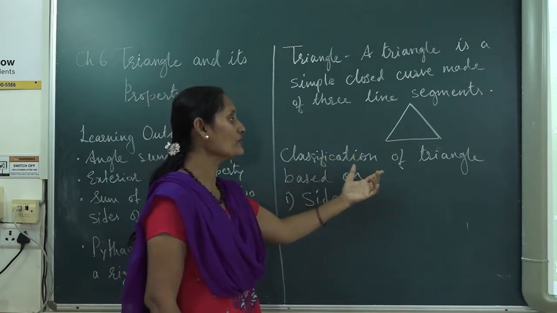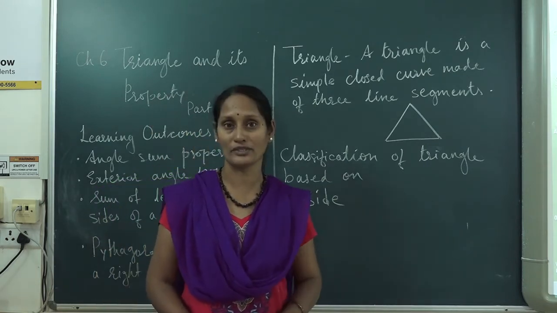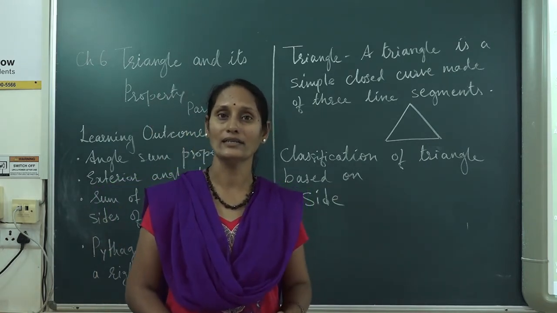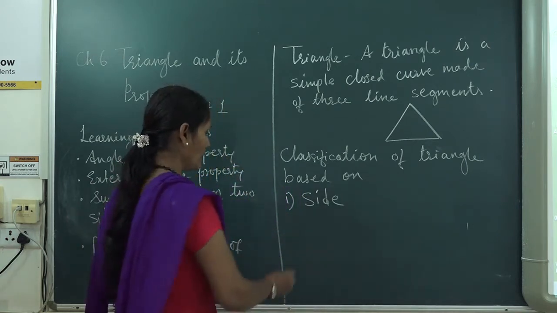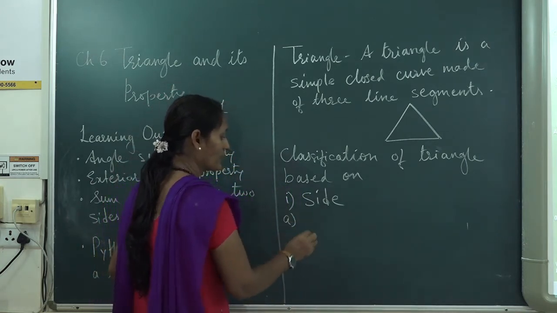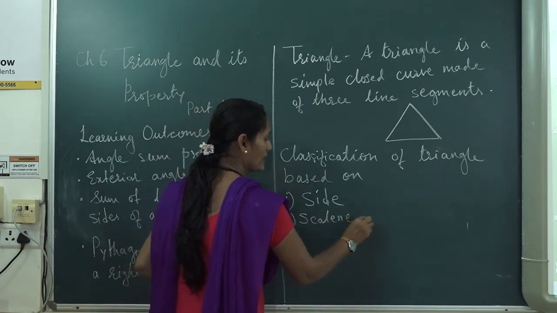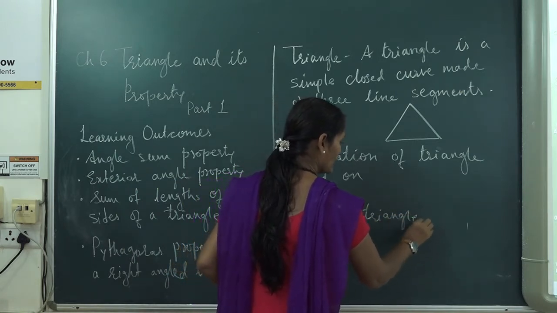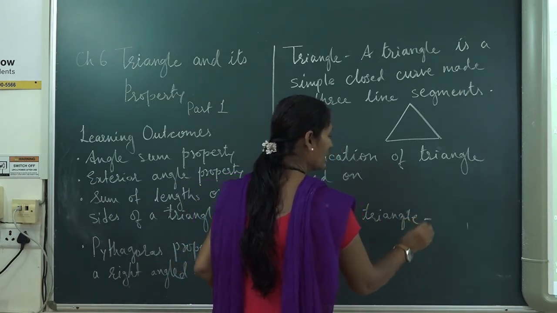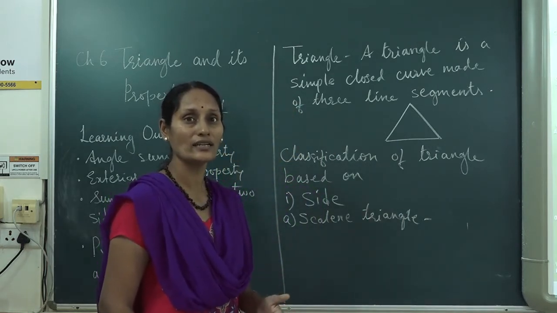Now classification of triangle. Triangle is classified based on 2 concepts. One is side, another one is angle. So based on side, what will be the first type of triangle? Scalene. S-C-A-L-E-N-E. Scalene triangle. Now what is meant by scalene triangle? Scalene triangle means that triangle whose all the sides are different.